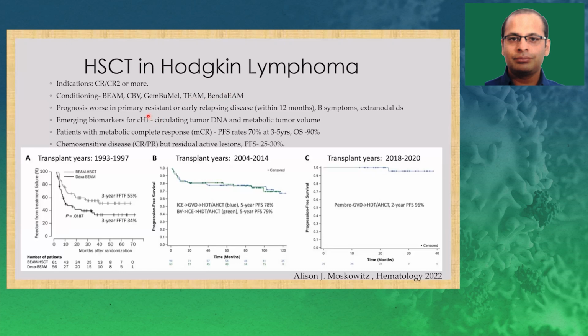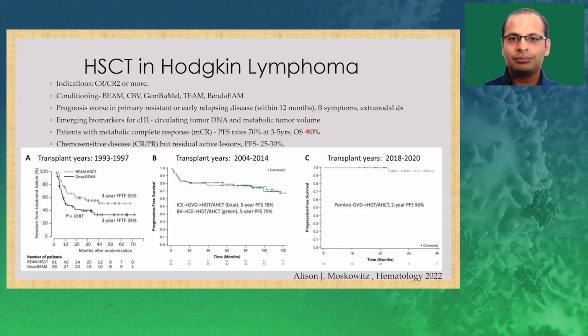Worst prognosis: the prognostic markers are primarily resistant disease, or disease which relapses within 12 months, with B symptoms or extranodal disease, or those with anemia. Emerging markers like circulating tumor DNA or metabolic tumor volume on PET are also there.